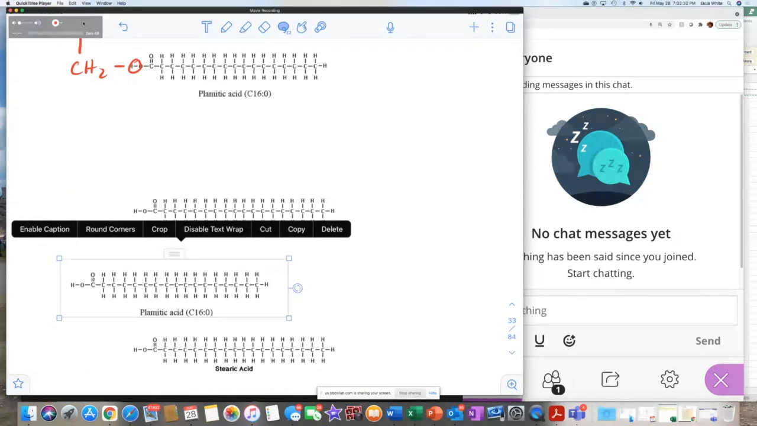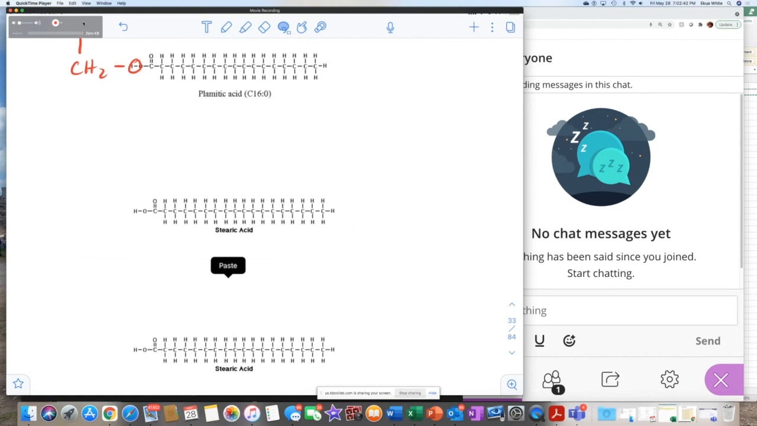What happened that it moved? How did it move? I didn't even move it. Cut. Let's see. Can I cut this? Okay. Can I paste? I don't know why it moved, but here, stay there.